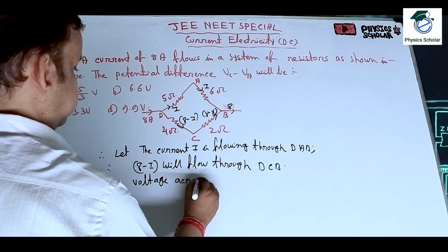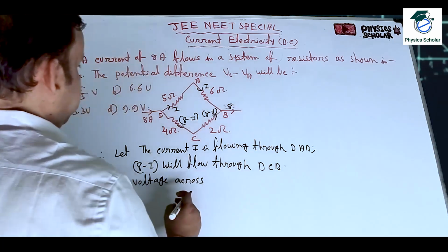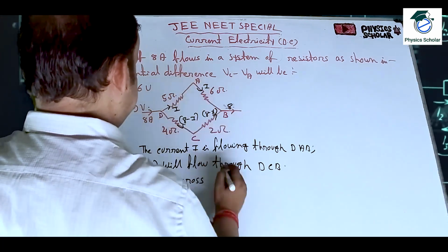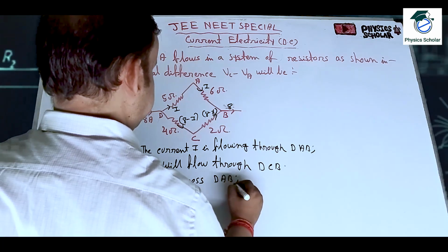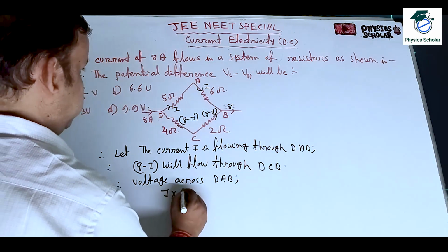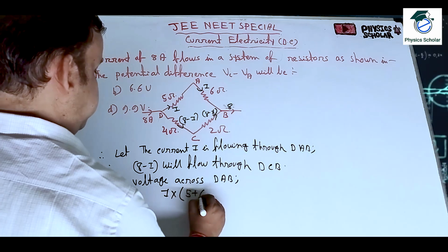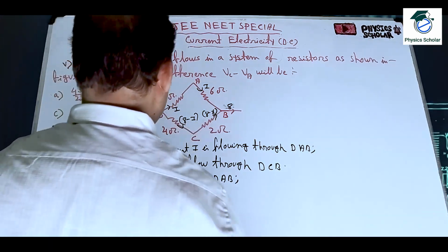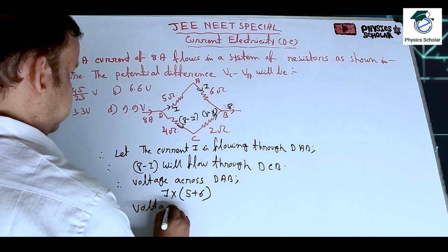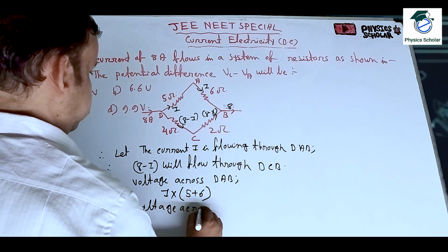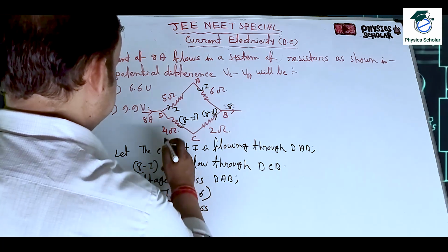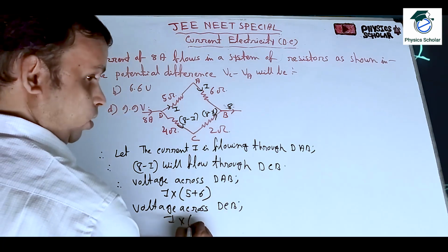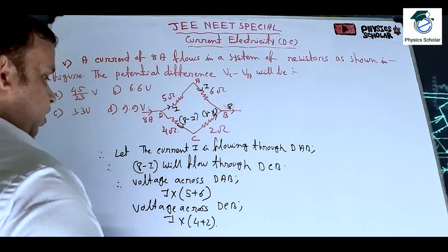Now the voltage across DAB is equal to I into 5 plus 6. And the voltage across DCB is equal to I into 4 plus 2.